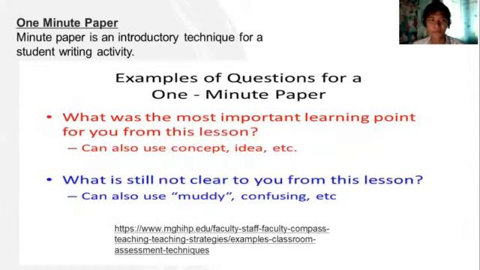Next, the one-minute paper. The minute paper is an introductory technique for a student writing activity. Examples of questions for a one-minute paper: What was the most important learning point for you from this lesson? This is a simple guide question. We can also use: What was the concept of the lesson? What is the central idea of the lesson? And so on. Another question is, what is still not clear to you from the lesson? Or we can also use muddy or confusing points.